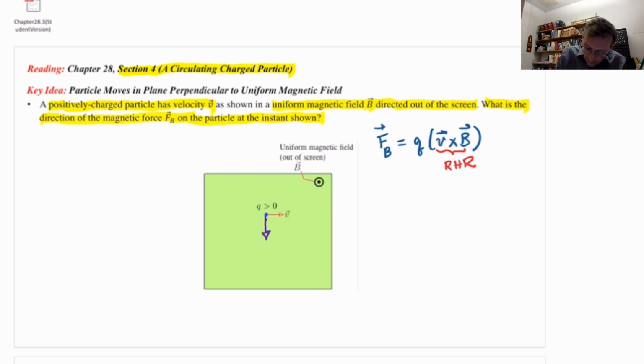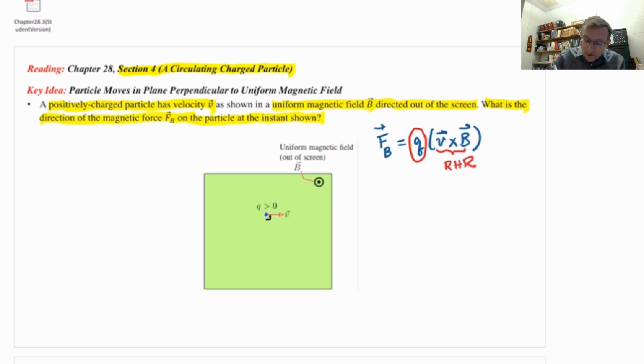Exactly perpendicular to the V and to the B. Okay? Now that's V cross B. We need to label it that way. That's the direction of that vector. And then we have to account for the effect of the charge that's multiplying that. And mainly, is the charge positive or negative? That's the key thing. Well, if this charge is positive, that means the direction of the force, FB, is the same as the direction of V cross B.